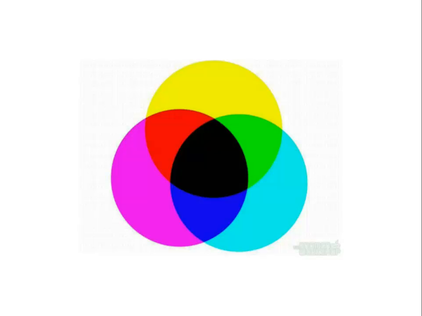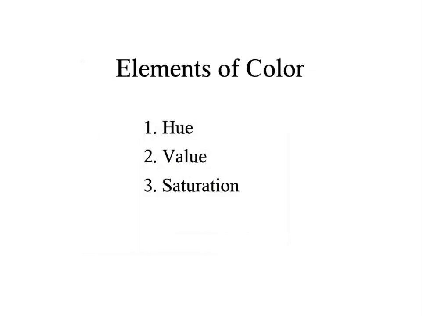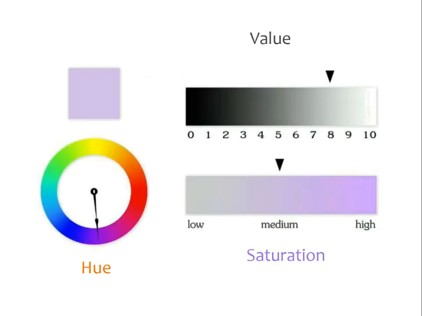Okay, so what are the elements of color? You have hue, value, and saturation. So for example, I have this swatch of light violet here. Well, that color has value, it has a saturation level, and it has a hue.